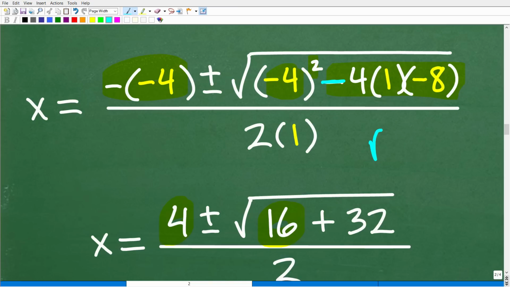But here is another pop quiz question. What happens if all this is equal to 0? Okay, what type of roots do we have? Well, if you know the answer, put that into the comment section. You're going to have double roots.